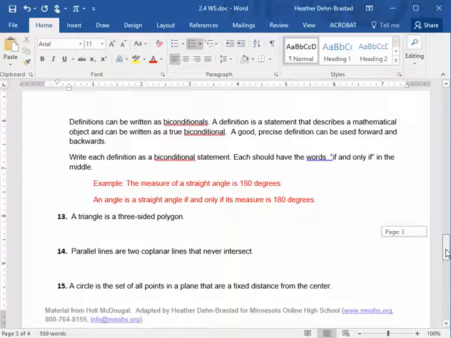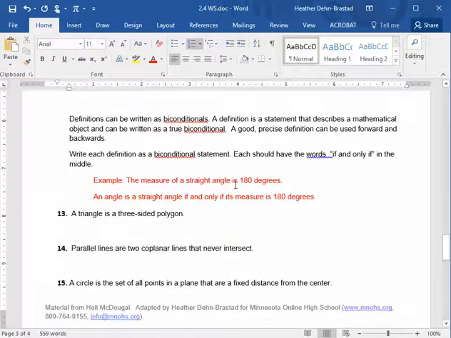Definitions can be written as biconditionals. A definition is a statement that describes a mathematical object and can be written as a true biconditional. So a good precise definition can be used forwards or backwards. Each should have the words if and only if in the middle. So these are true statements, true definitions. We're not going to write true or false. We're going to rewrite each of these as a biconditional. So none of them will start with if. These are biconditionals, but they will all have the words if and only if in the middle.